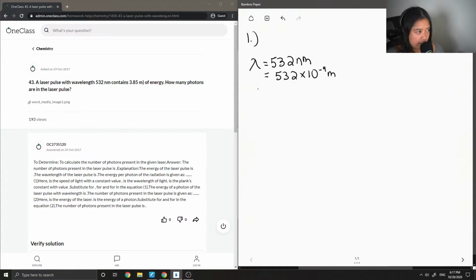And we also know the energy of this laser pulse. I'm going to put energy of pulse, and it's 3.85, and I'm assuming that this is millijoules. But I'm going to convert this to joules. So it's going to be 3.85 times 10 to the negative 3 joules. And then this is in the laser pulse.